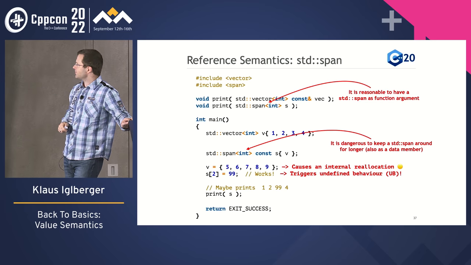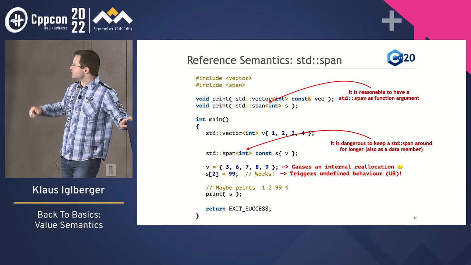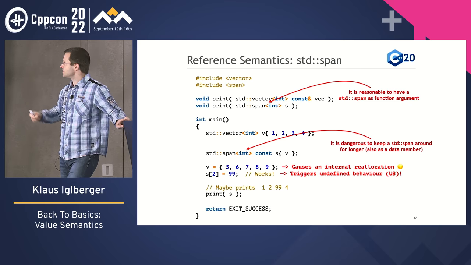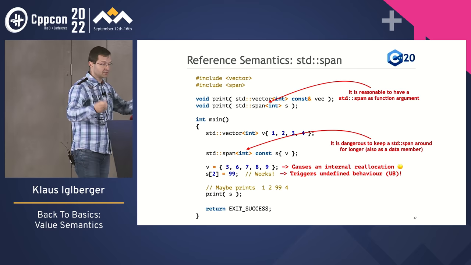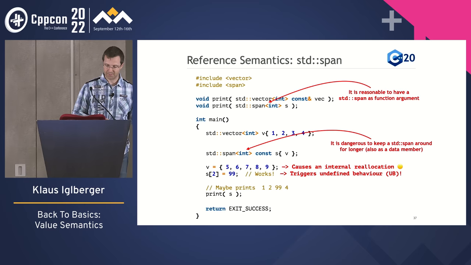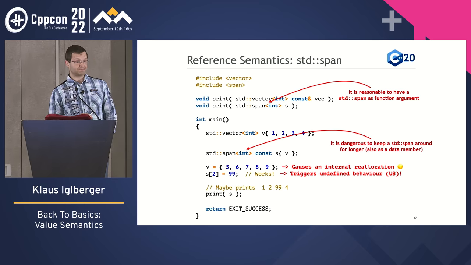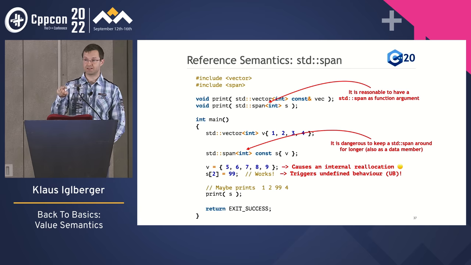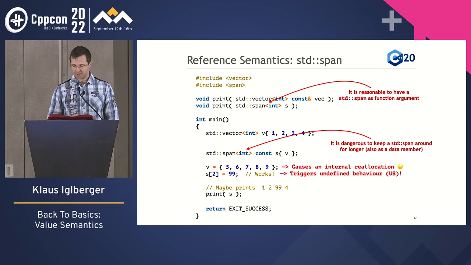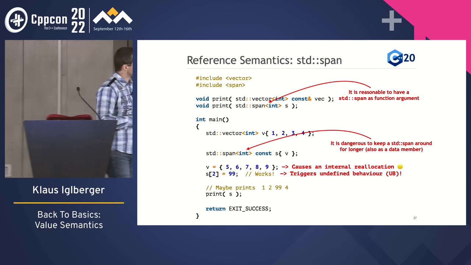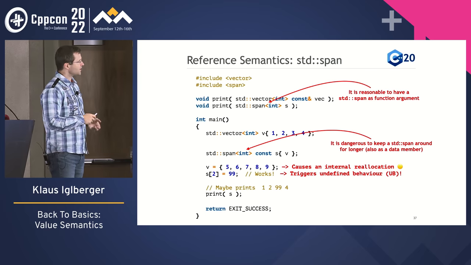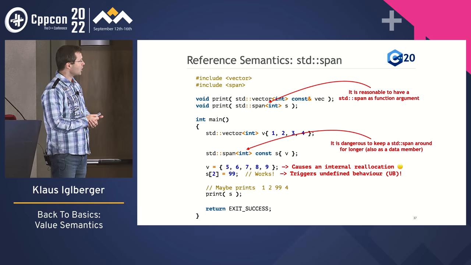This is great. I thought the span is better. The first function only takes a vector of int. The second one takes a vector of int, an array of int, a built-in array of int, whatever you need. So references are great if used in the right spot. So as a takeaway, do not keep references, including spans, string views, et cetera, around longer than they are needed.